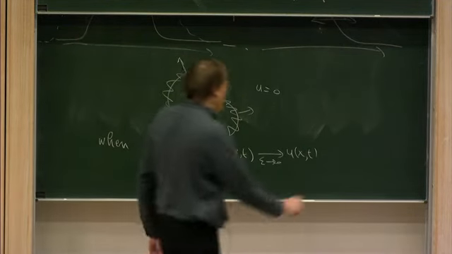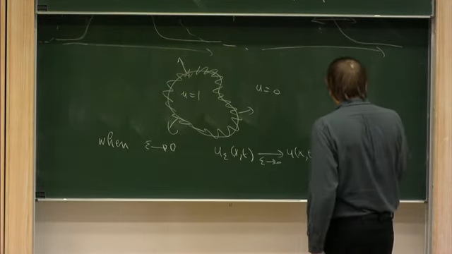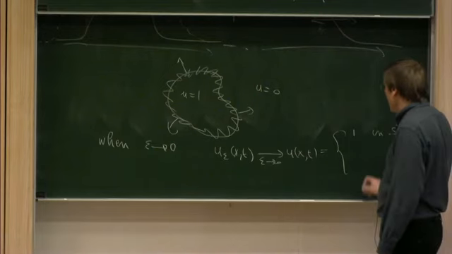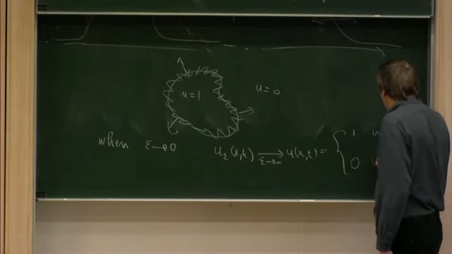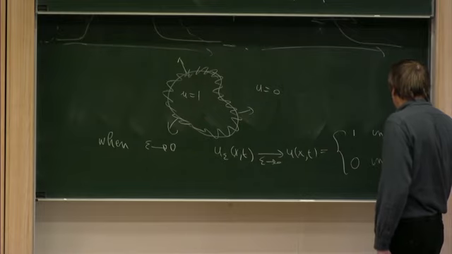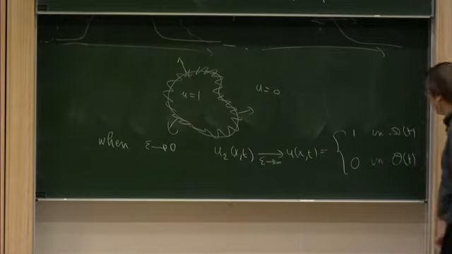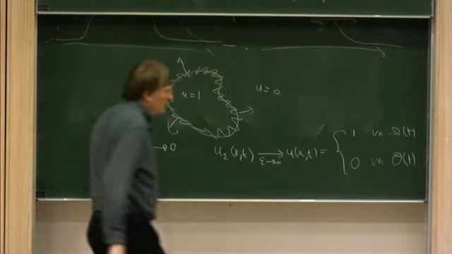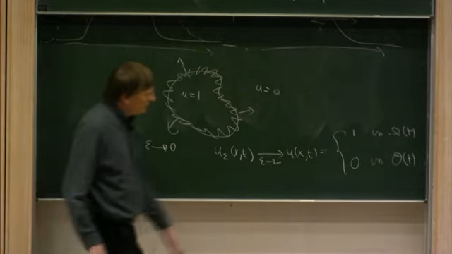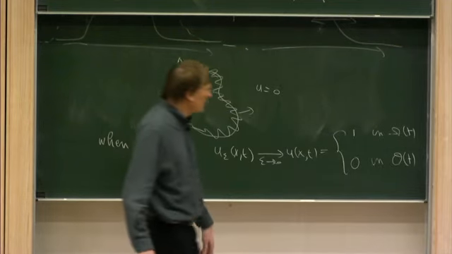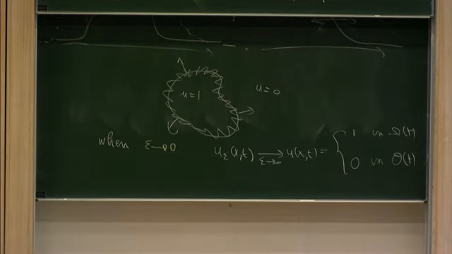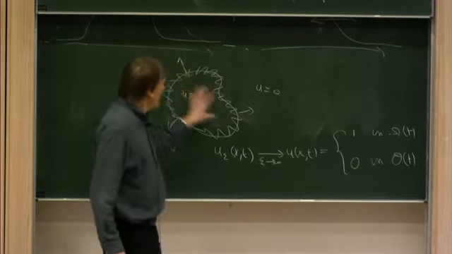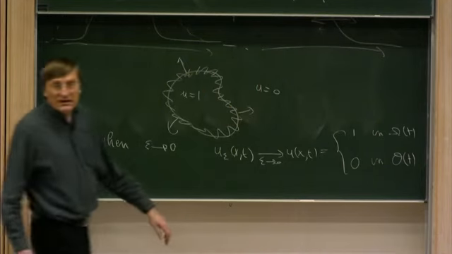and this function is a function which is 1 in a certain set, an open set omega of t, and which is 0 in an open set which I call O of t, and which is well separated, which means that the complementary of the closure of omega is calligraphic O. So U of xt will converge to some function which takes values 1 and 0, 1 inside the domain which is moving and 0 outside.